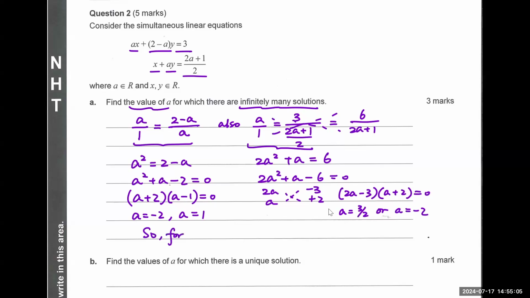So for infinite solutions, my a value should equal negative 2, to find a common solution satisfying the 3 ratios.